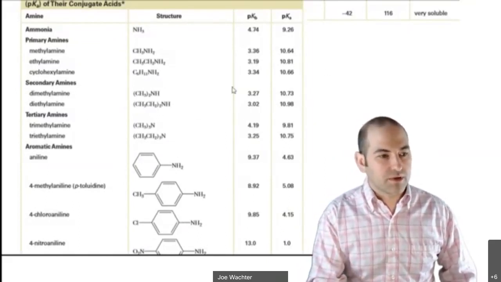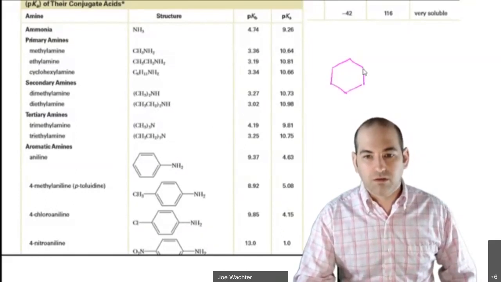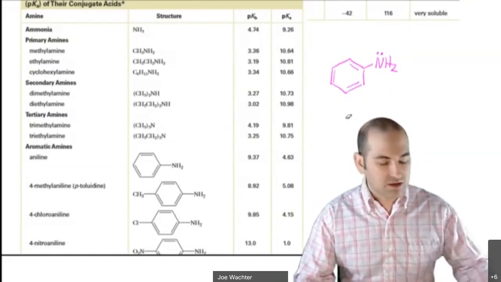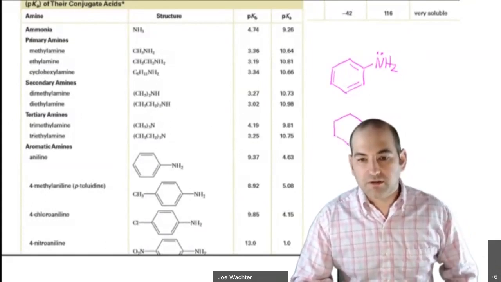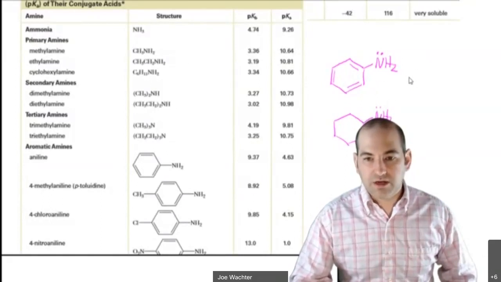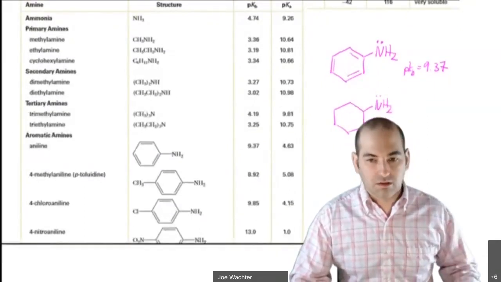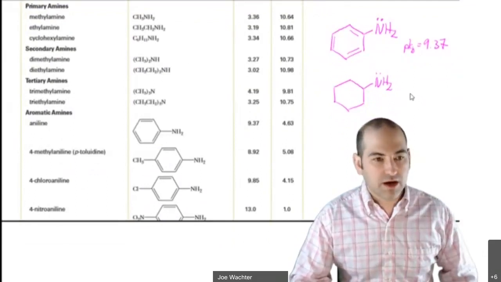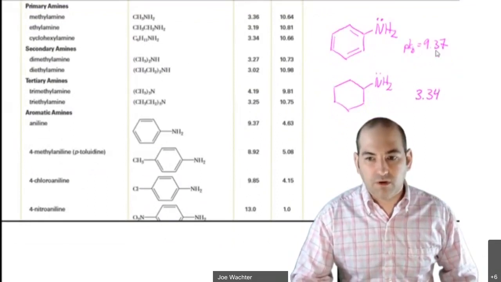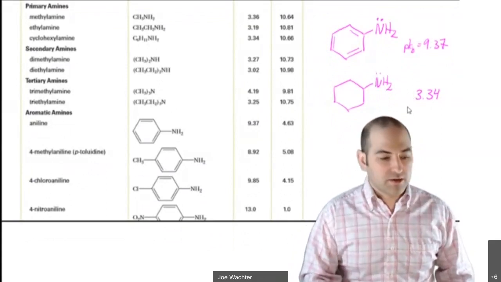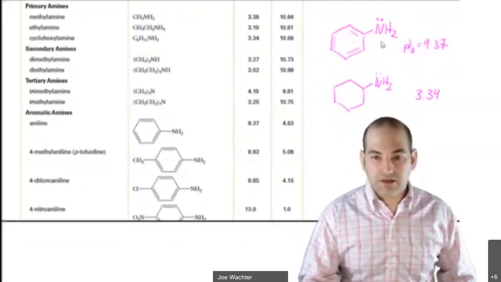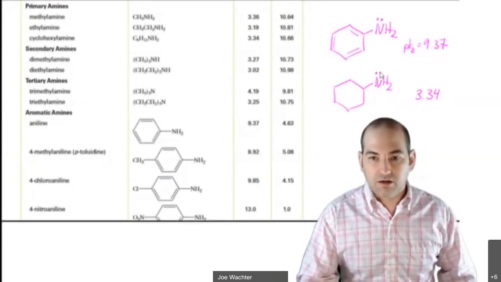Let's draw some structures and think about it this way. Remember that the basicity of an amine comes from its lone pair. That's the thing that's going to go grab a hydrogen. Actually, let's do an even more direct comparison here. The pKb of aniline is 9.37. The pKb of cyclohexylamine is 3.34. And remember, that's a logarithmic scale, so that's a huge, huge difference. So what is it about the benzene that's changing the basicity of that lone pair relative to cyclohexylamine?